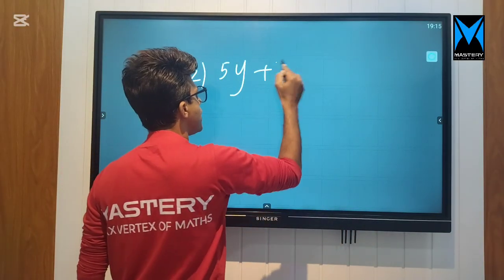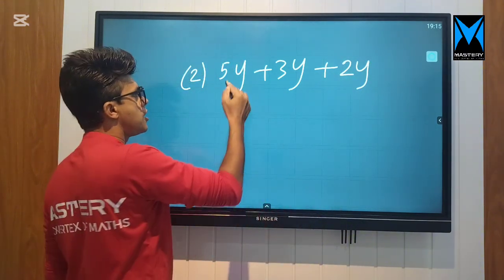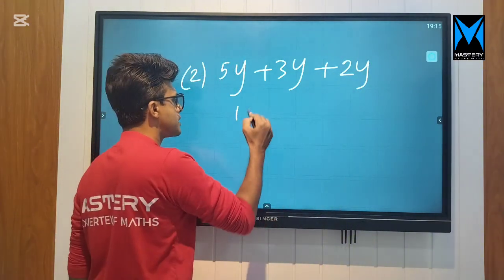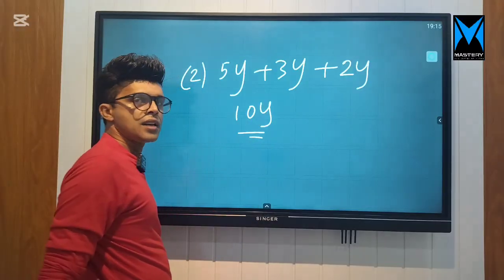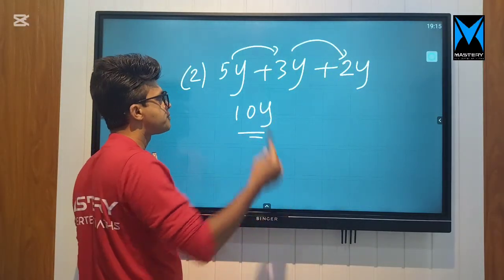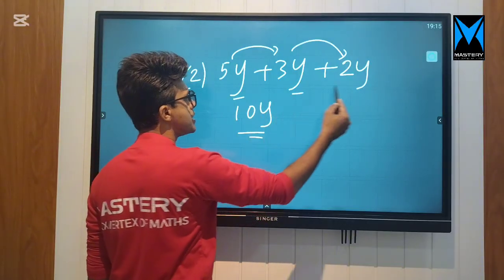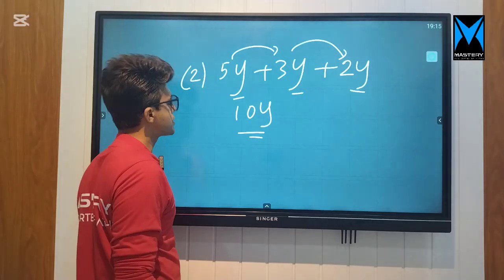Think of this one. 5y plus 3y plus 2y. What should be the answer here? 5 plus 3, 8. 8 plus 2, 10. So 10y. The answer is 10y. You could add these digits first separately. 5 plus 3, 8. 8 plus 2, 10. Here y. Therefore 10y is the answer.